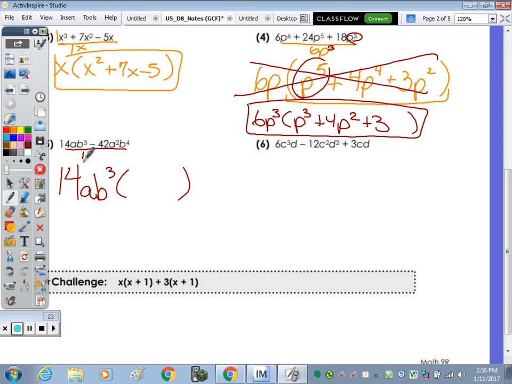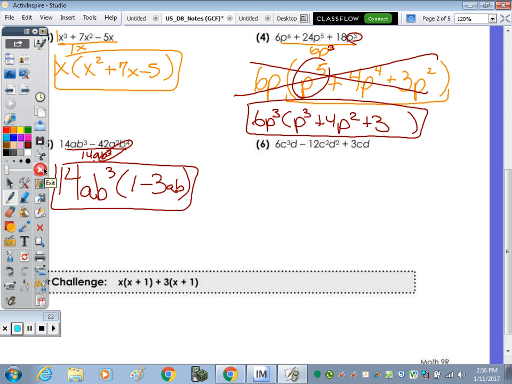Divide this by 14ab cubed. Well, what is 14ab cubed divided by 14ab cubed? 1. 42 over 14 is 3. A squared divided by a is going to be a. And then b to the fourth divided by b cubed is b.